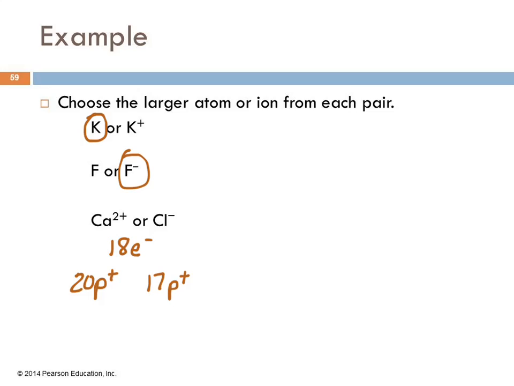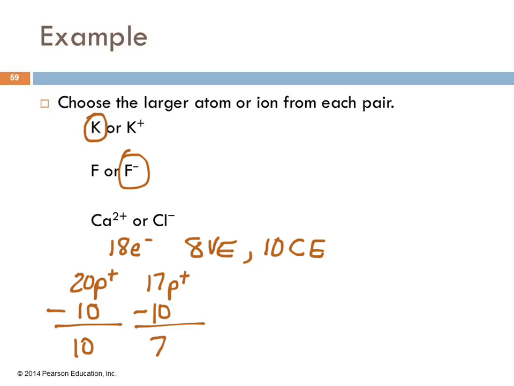So they all have 18 electrons. But 8 of those are valence electrons, and 10 of them are core electrons. So if we take the actual charge on the nucleus minus the number of core electrons, we get an effective nuclear charge of 10 and an effective nuclear charge of 7. An effective nuclear charge of 10 causes the electrons to be pulled in stronger.